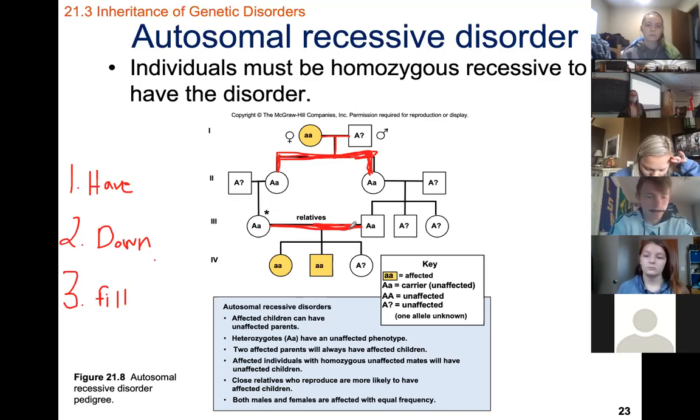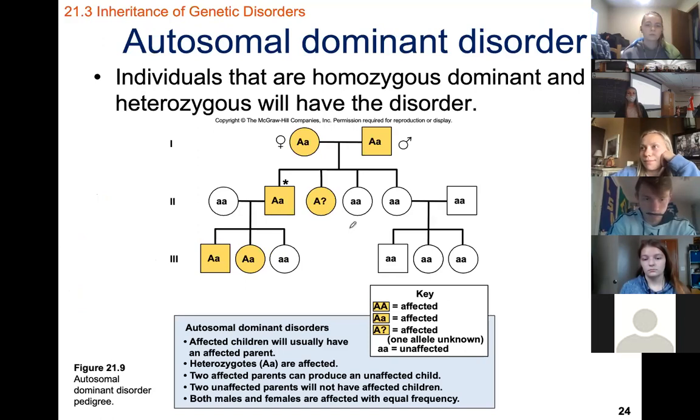Close relatives who reproduce are more likely to have affected children, and both males and females are affected equally in this pattern of inheritance. Okay, so we're not worried about the sex. Both males and females can have this quite equally.